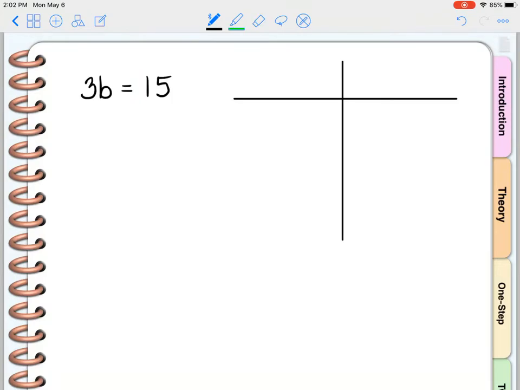Okay, so put your problem down. That's very important to write that first. And then you can tell which is the constant side and which is the variable side.